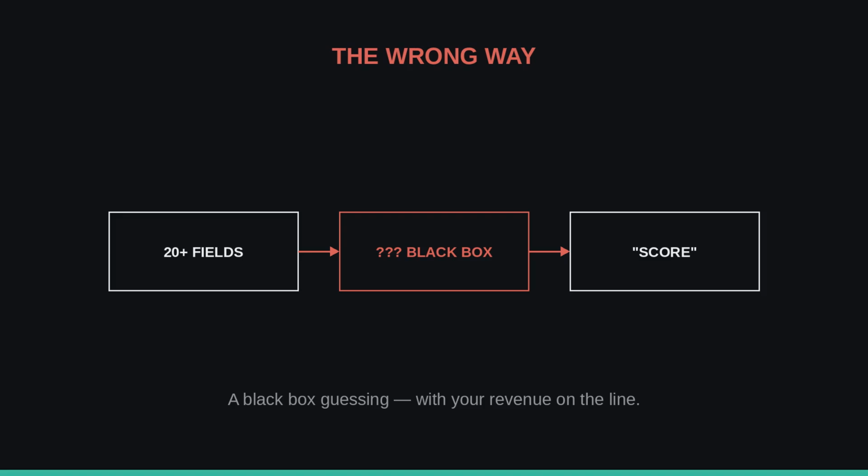Here is the mistake. Dumping every field you have into an AI model and asking it to predict who is a good lead. That's not scoring. That's black box guessing, with your revenue on the line. The fix isn't a smarter model. It's a smarter setup, one that starts with your own data, not the AI's assumptions.